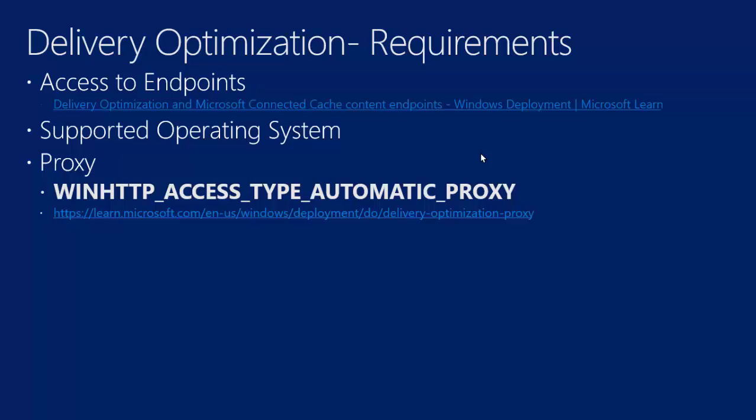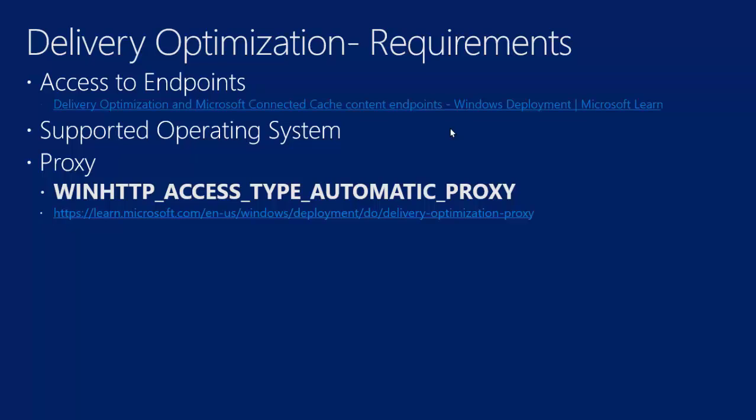Just to note that if you do have a proxy, then yeah, you can work with a proxy. There are some recommendations about the proxy, how to be most efficient. I put up there the HTTP access type, automatic proxy. There are some details about that in the URL below that. So if you want to use it with a proxy, at least be aware of some of the configuration issues and so on. But besides that, on Windows 10 and 11, delivery optimization is enabled by default, right?